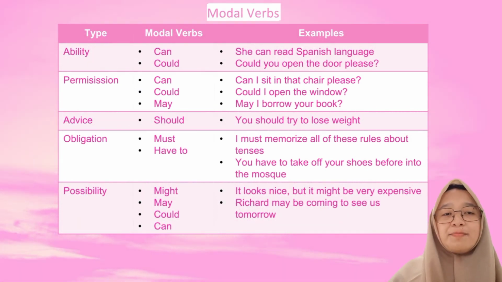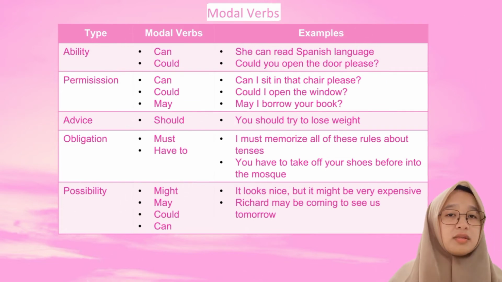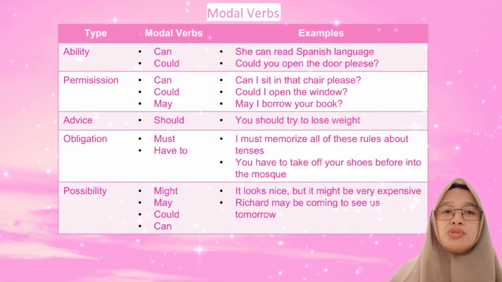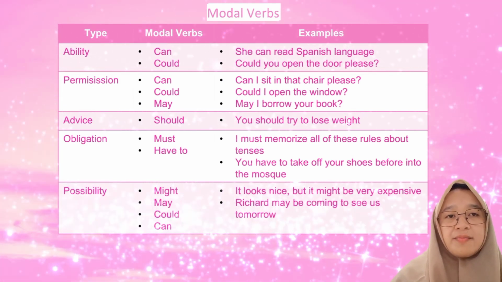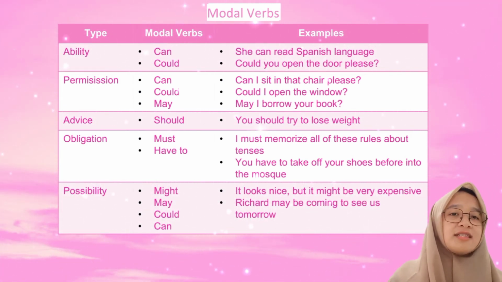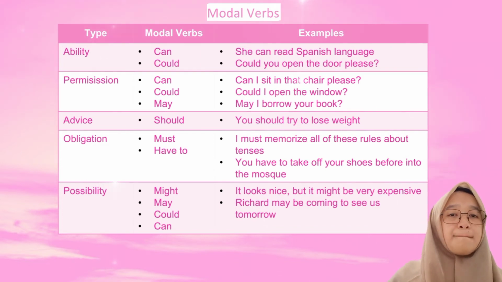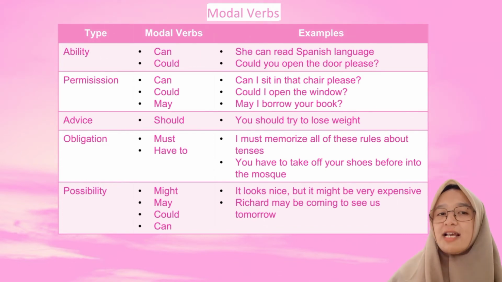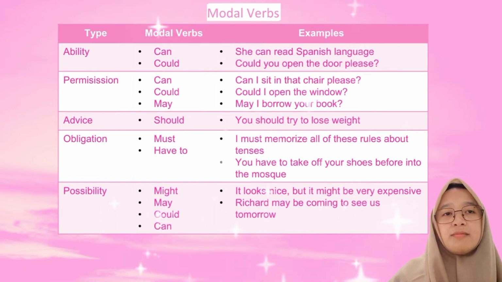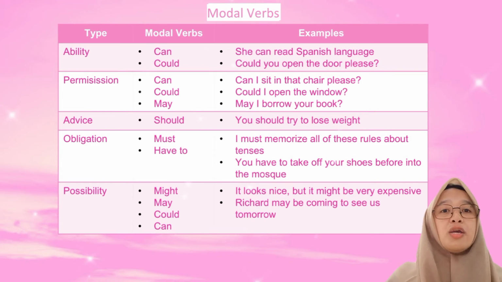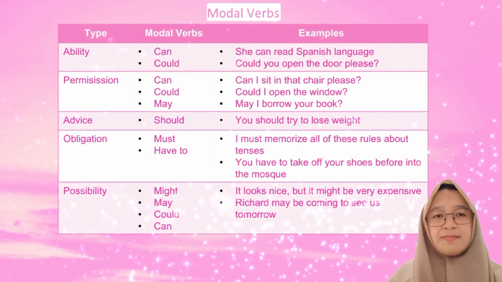The third type is advice, and the modal verb is should. For example, you should try to lose weight. Next, the fourth type is obligation. The modal verbs are must and have to. For example, I must memorize all of these rules about dancing. Or you have to take off your shoes before entering the room.